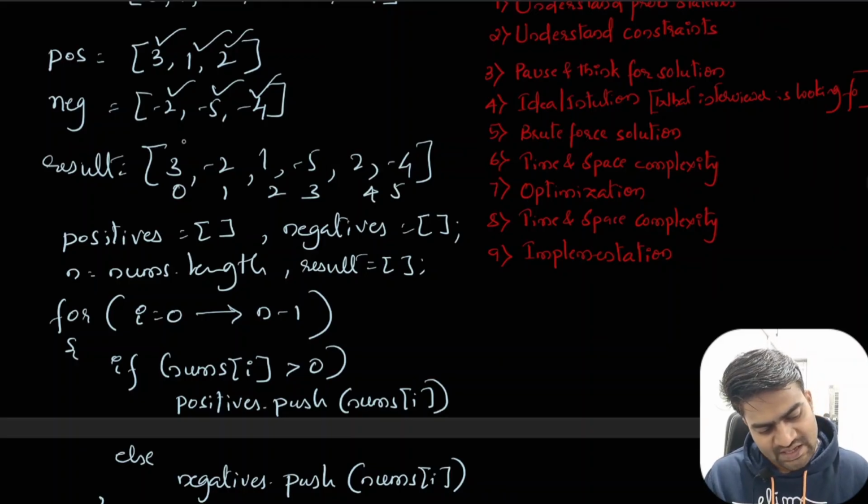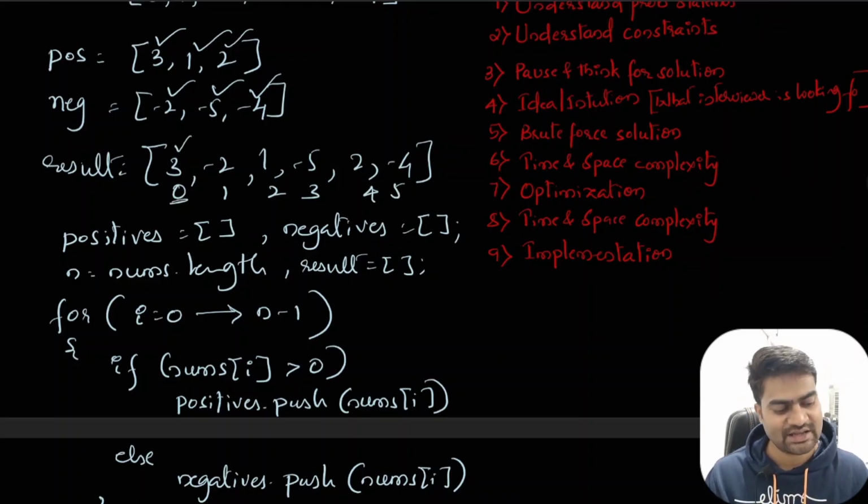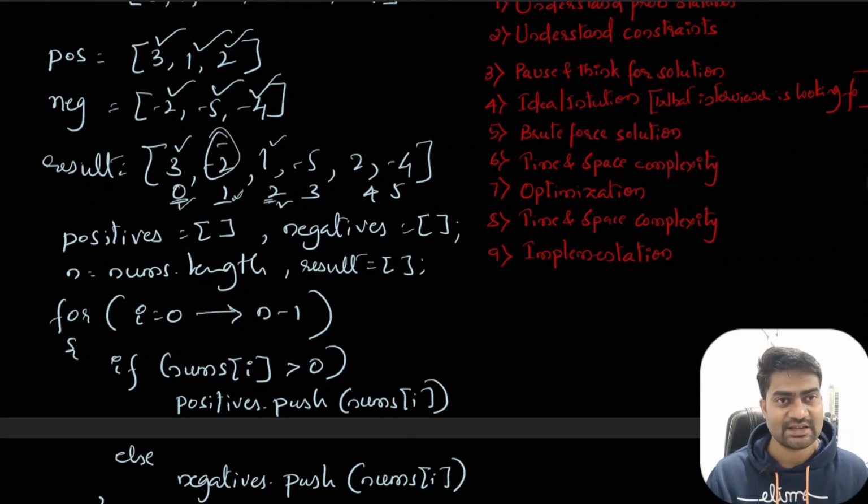Now if you see, at the 0th index we have positive number, correct, right? And at the 1st index we have negative number, correct, right? Now if you see, our next positive number is at 2nd index. So at every even index we have our positive number, and at every odd index we have our negative number. So this is pretty much clear, right?